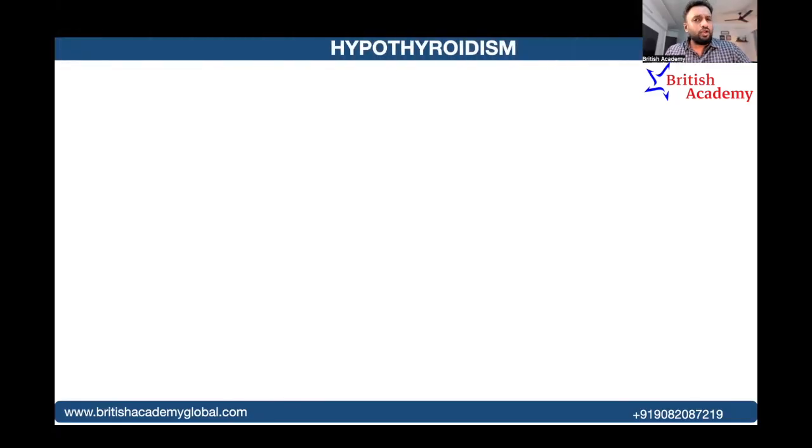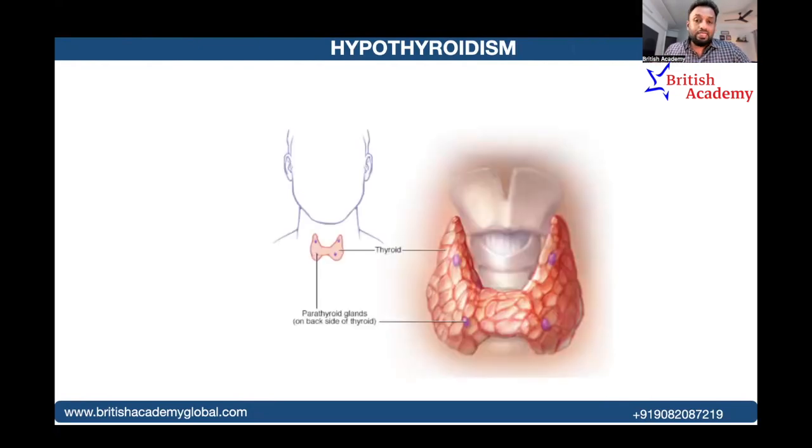Before we understand what this condition is, we need to understand how it is caused and what the anatomy of the thyroid gland is. As you can see on the screen, this is the gland we are talking about. It is a butterfly-shaped organ situated just below your larynx. This butterfly shape is known as the thyroid gland. I've highlighted the part. And on the posterior side of the thyroid gland, you can see the parathyroid glands.